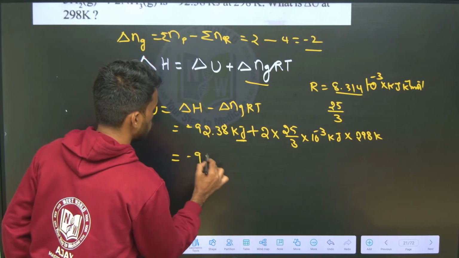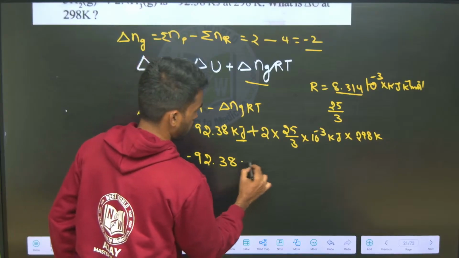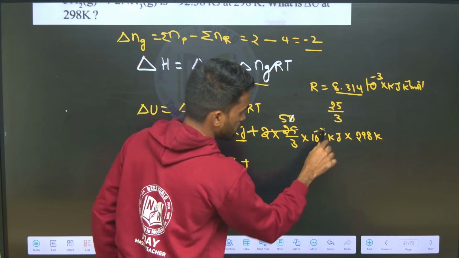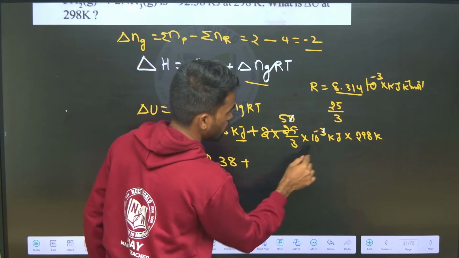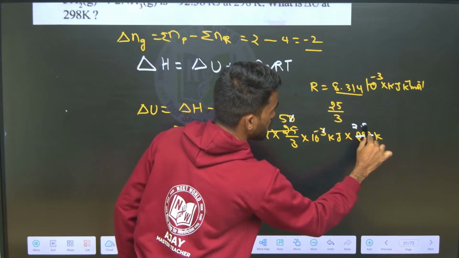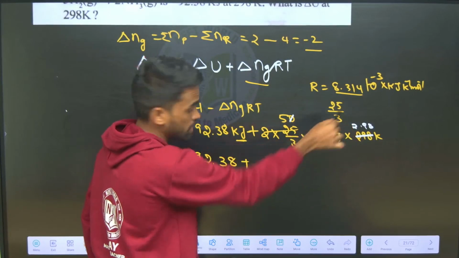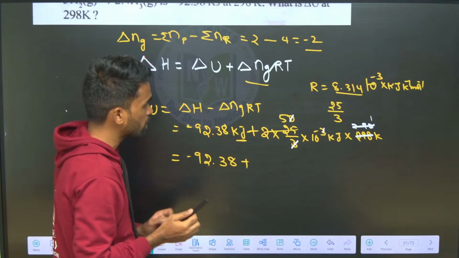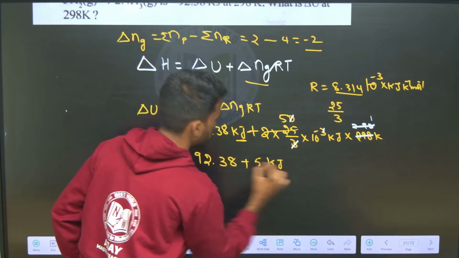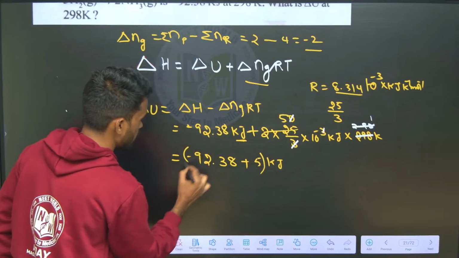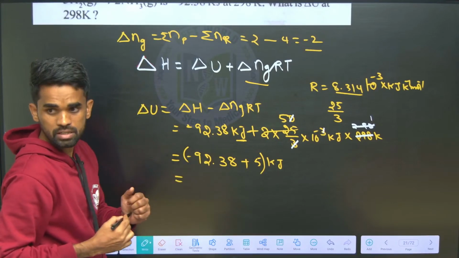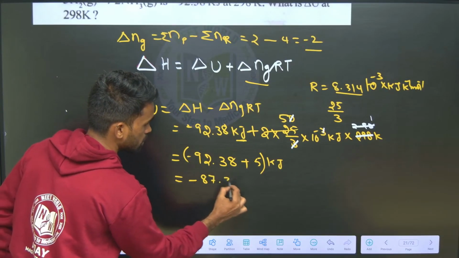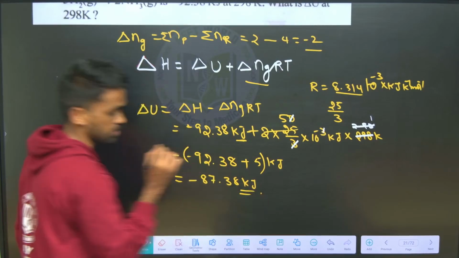So minus 92.38 plus, so here this will be 50, and I am removing one 0 here, 100 we have here. Now this will be how much? 2.98 I have. If I multiply this number there, it will be around 1 time, approximately 3. So 5 kilojoules we got. So overall, what is the value here? Minus 92 plus 5, so how much is it? Minus 87.38 kilojoules will be the answer. Is this clear or not?